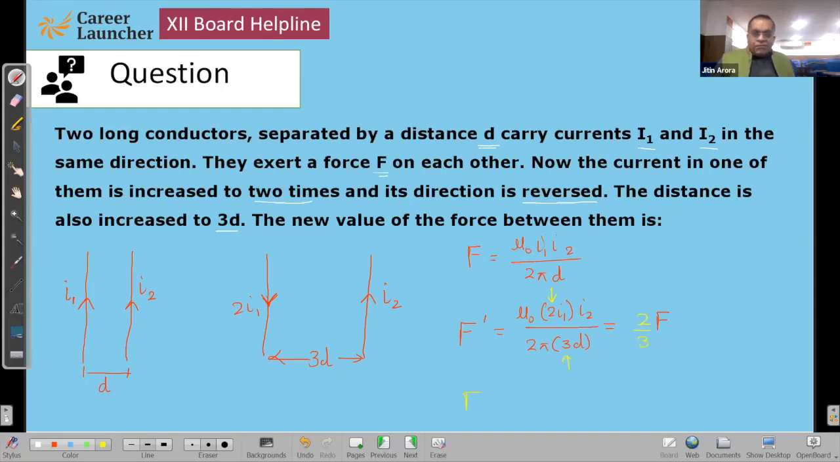But you know that if I have to write it in vector form, F dash vector will be negative in direction to F vector. So F dash is equal to minus 2F vector by 3. So one needs to note that if I have to report the force F dash in terms of F, direction का भी ध्यान रखना. One of the forces that we're talking about here is attractive. The other force is repulsive. ठीक है? ठीक है बच्चों? I hope you are able to grasp and do the questions.